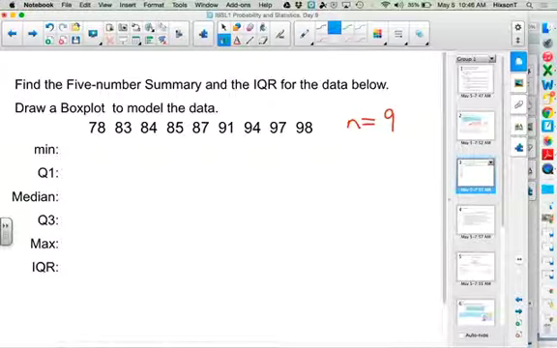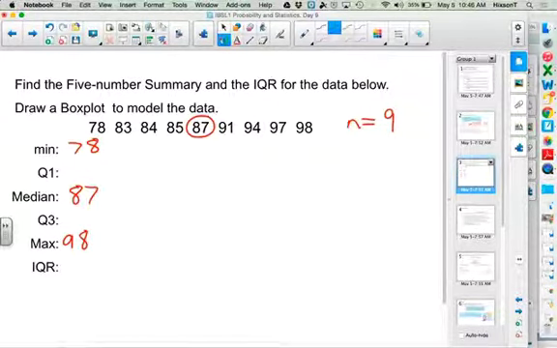So which score is our median? The fifth score. Okay, the fifth score. So 1, 2, 3, 4, 5. 87 is our median. 84 is your first score. Okay. 83. Well, hang on. Our min is 78. Our max is 98.